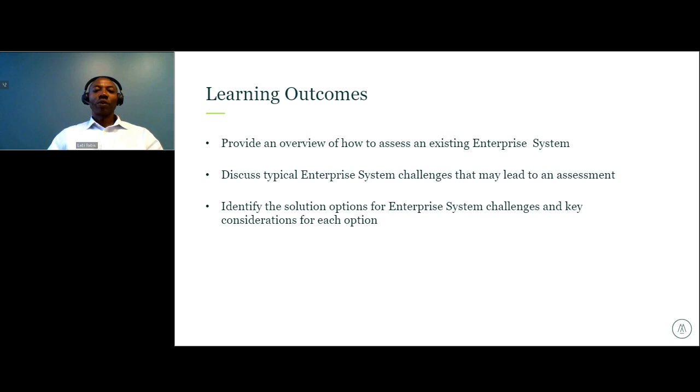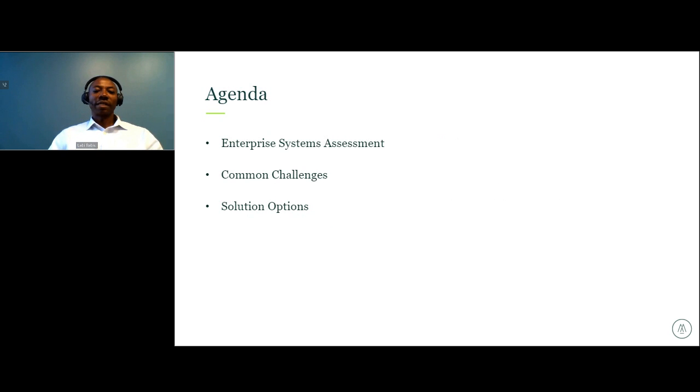We will start with a quick overview of our recommended approach for assessing enterprise systems. It's a tried and tested methodology we have used over several years on our assessment engagements. Then we'll turn our focus to the typical system challenges faced by organizations like yours, sharing some real-life examples, as Rich mentioned. And finally, we'll explore the type of solution options we have seen companies deploy to address these challenges and why one option may be preferable to another.